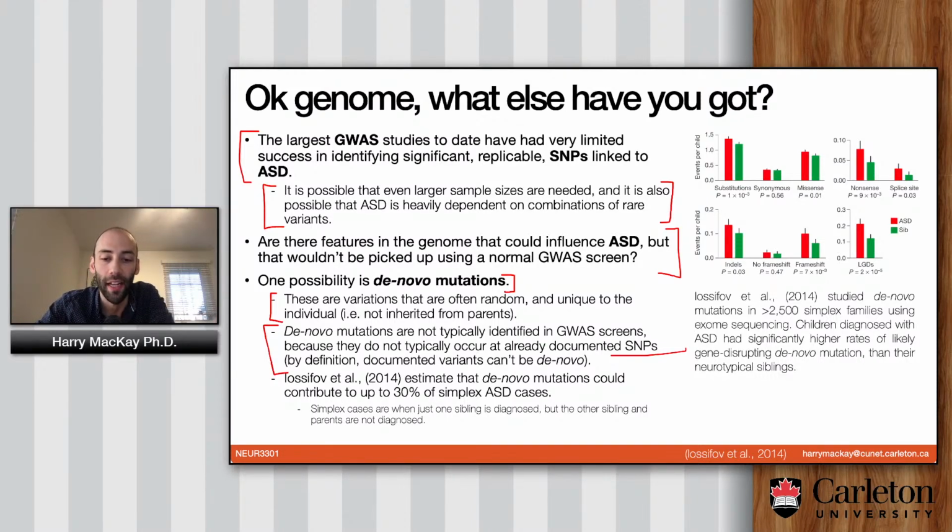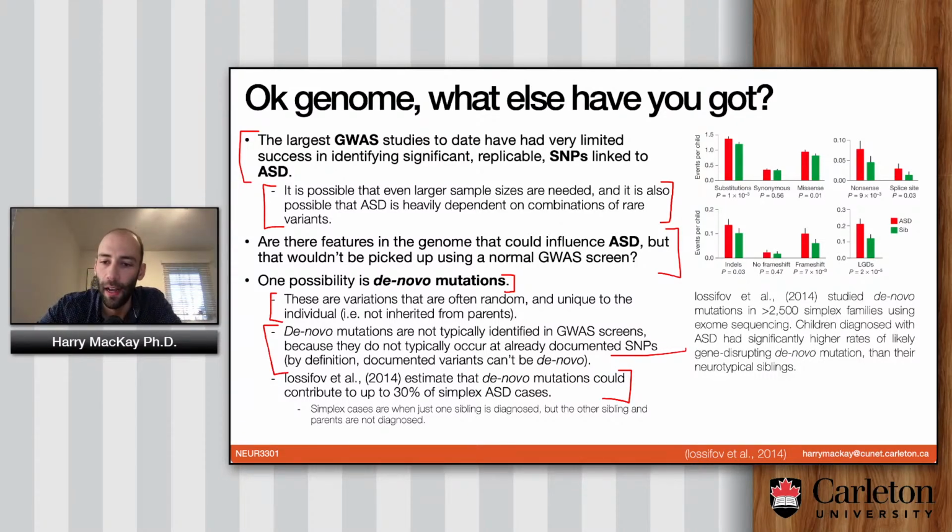And so it's been estimated that de novo mutations could account for up to 30% of simplex ASD cases. A simplex case is when you have a family where one sibling has ASD, but the other siblings and the parents aren't diagnosed. So it's a brand new case of ASD that's not been running in the family. You can't point to a parent or a grandparent or somebody else who has it.